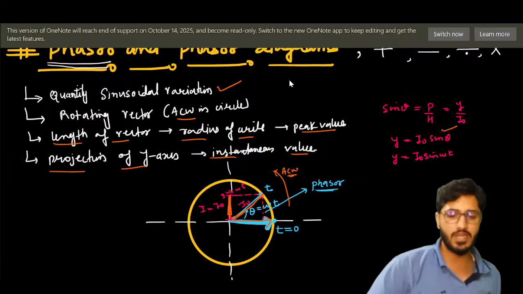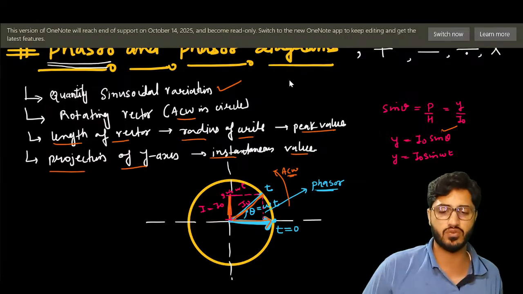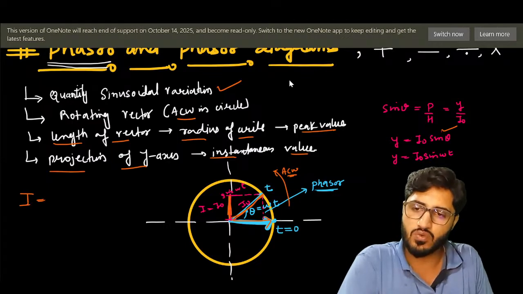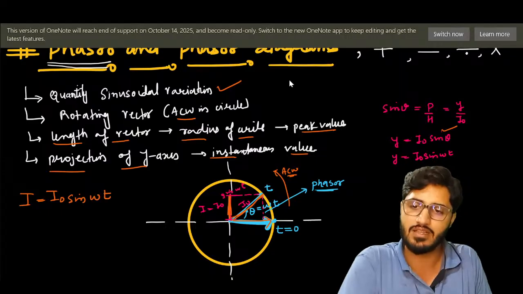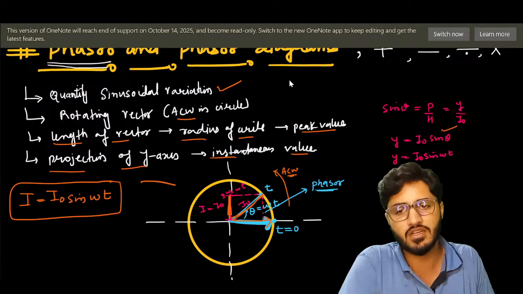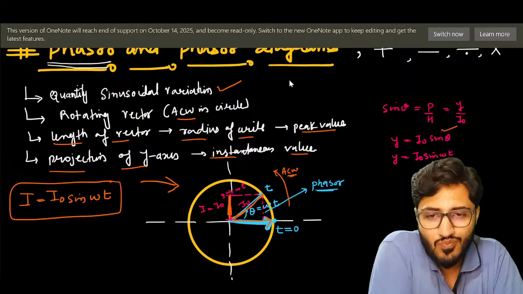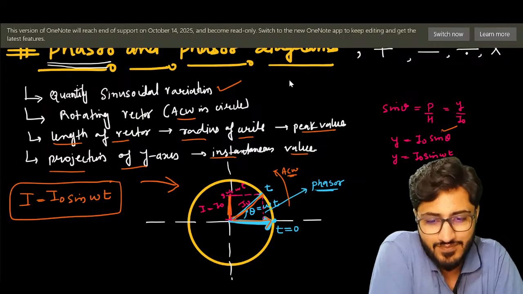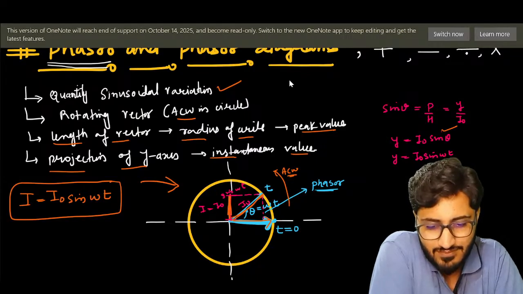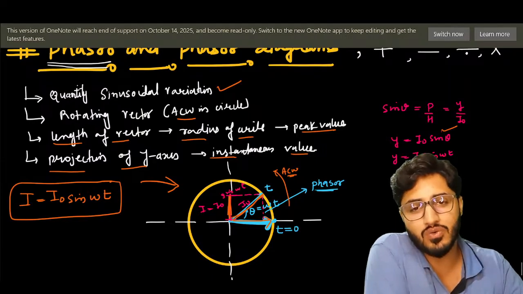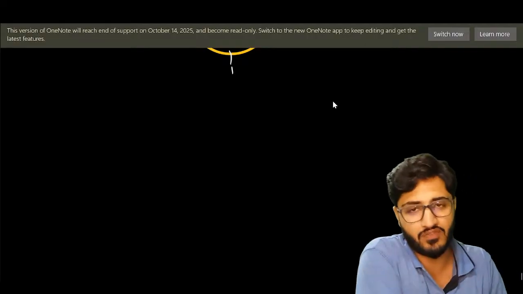So I guess it is very clear to you and it is very easy to understand, right? My equation came out to be I equals I naught sine omega t. This equation we got from this phasor. Easy or super easy? Now I will tell you how to play with phasor.